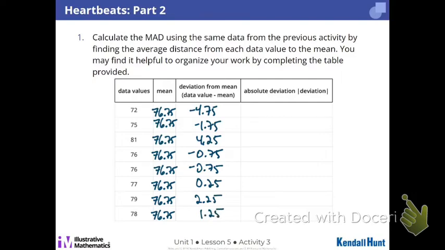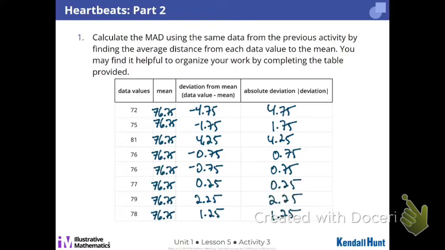So I personally would skip that column and jump right to this last column, because absolute deviation is just the number, how far away it is. No positives or negatives. It's just this far away. Okay. So really what I've got right now is a list of how far away each data point is from the average. Everybody good with what I've got?